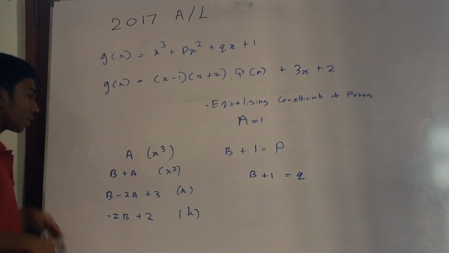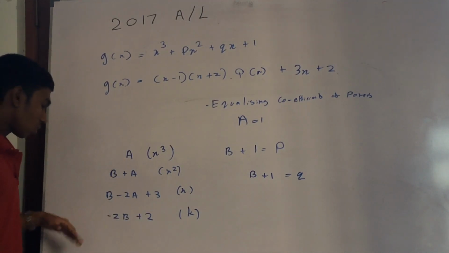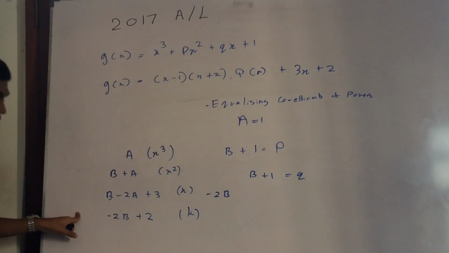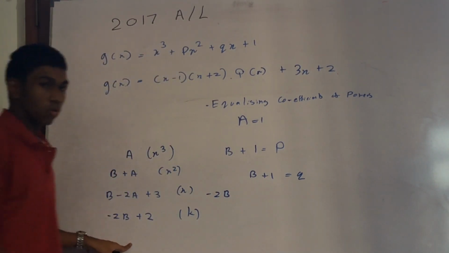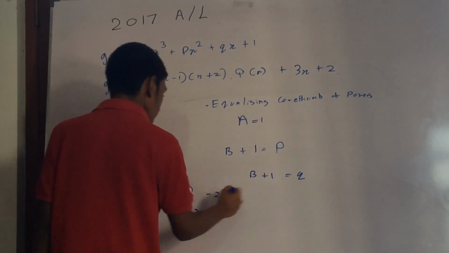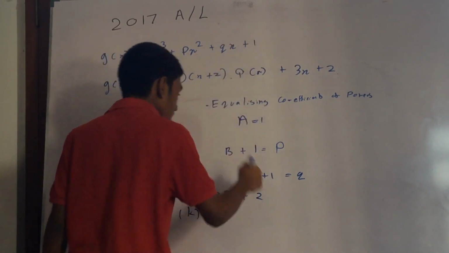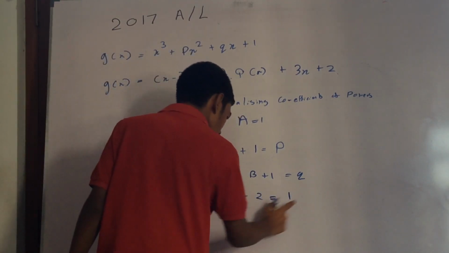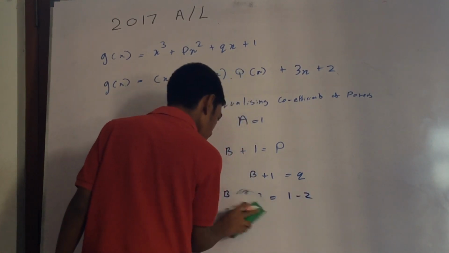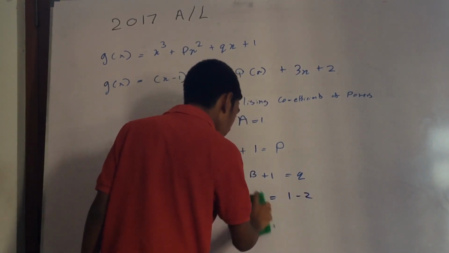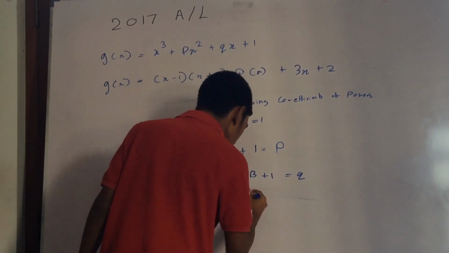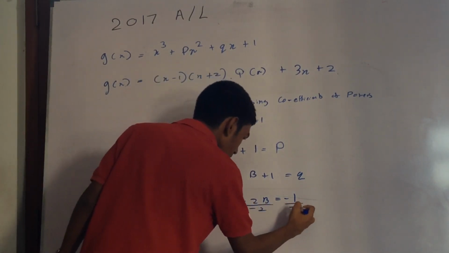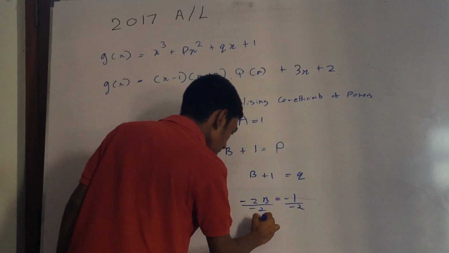Okay, now the only part left is the constant. Here the constant we have is minus 2b plus 2. Here the constant is plus 1, so it should be equal to 1. We can bring plus 2 to the other side, that will be minus 2. 1 minus 2 will be minus 1. So minus 2b will be equal to minus 1, and we can divide both sides by minus 2. So b will be equal to half.